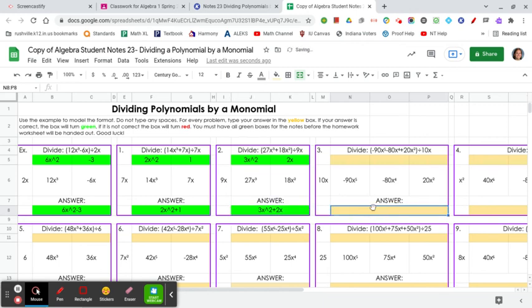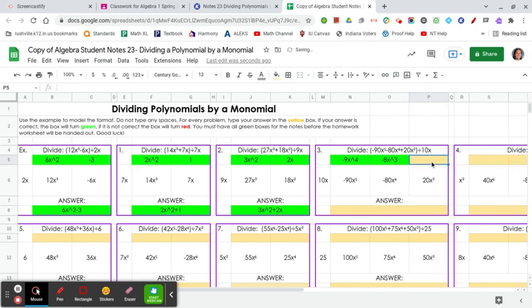Okay, I'm going to try to do this next one here without writing it down, because eventually once we get the hang of this, we're probably going to be able to do most of this mentally. So here I have negative 90, and I'm going to be dividing this by 10. Negative 90 divided by 10 is negative 9. And then x to the fifth divided by x to the first would be x to the fourth power. Negative 80 divided by 10 is negative 8. And then x to the fourth divided by x would be x to the third power.